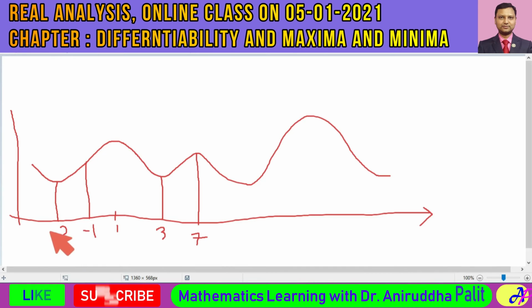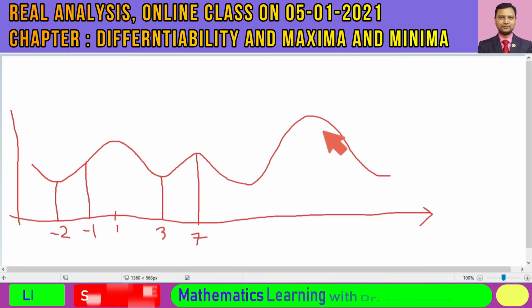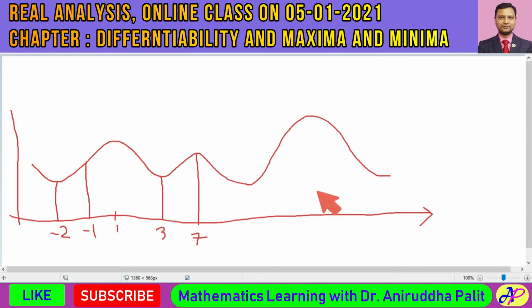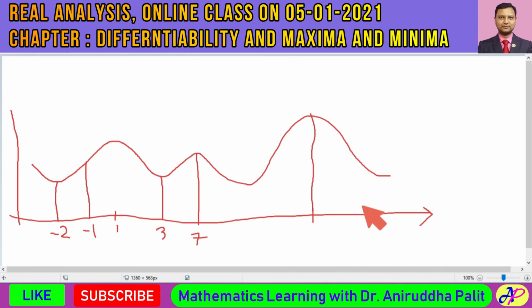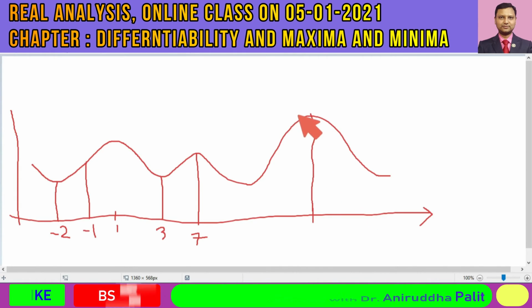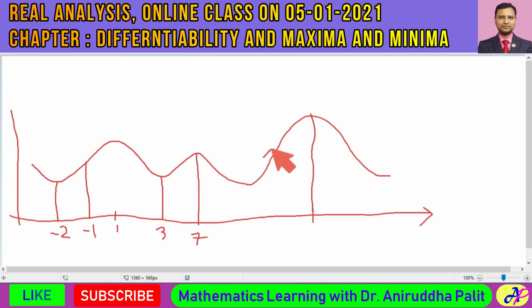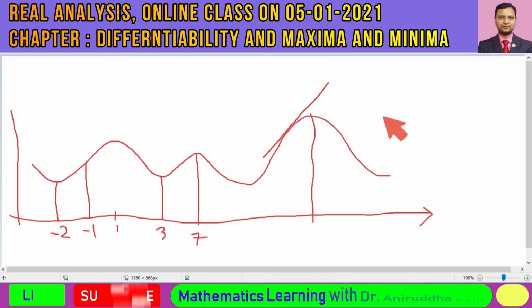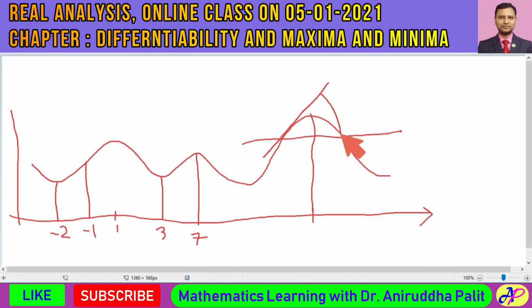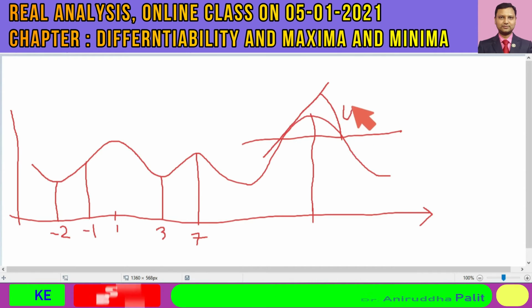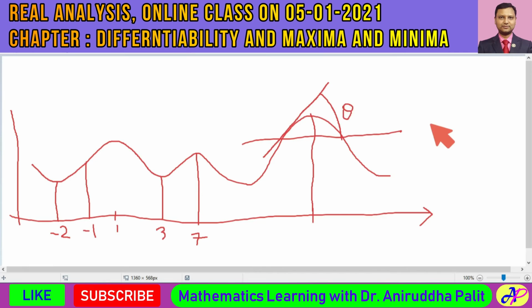Now, if you have any extreme value, on the left of this kind of extreme value, say this is the point of maximum value, on the left of this maximum if we consider a tangent line, we know the slope of the tangent. What is the slope of the tangent? This angle would give the slope of the tangent, and this angle is less than 90 degrees. Got it?